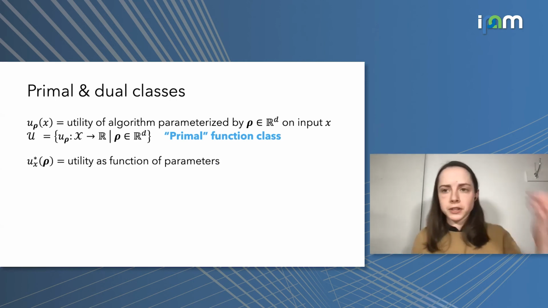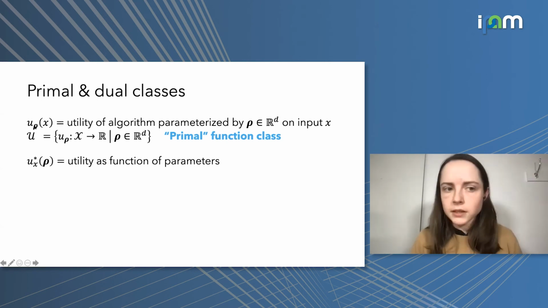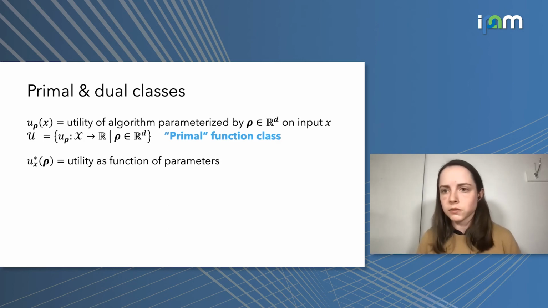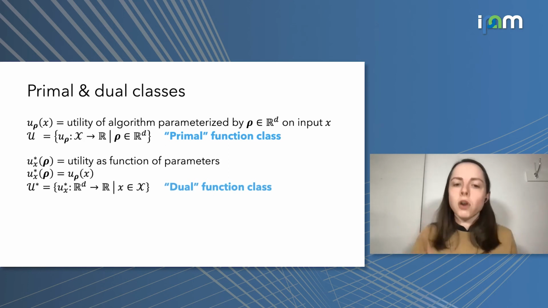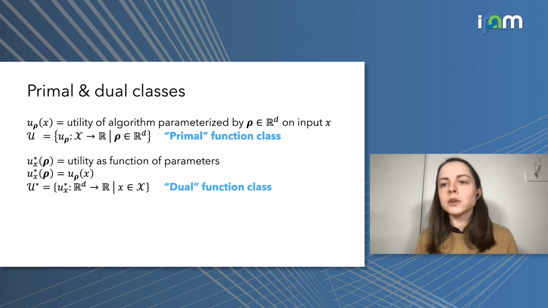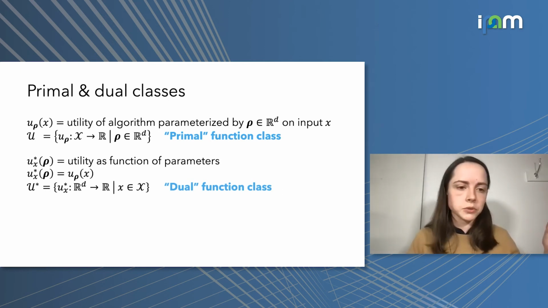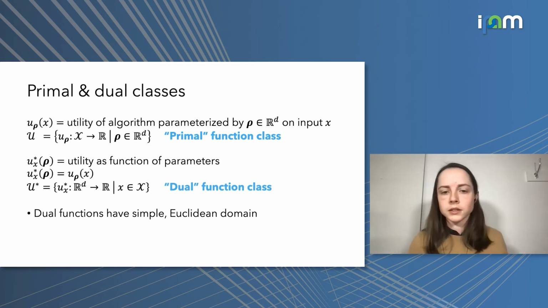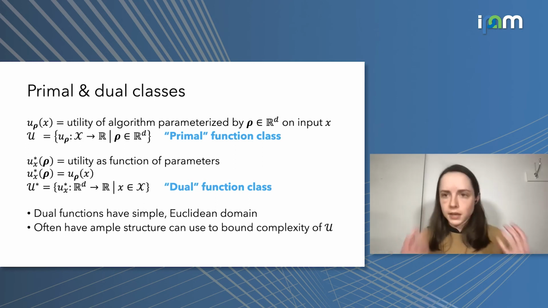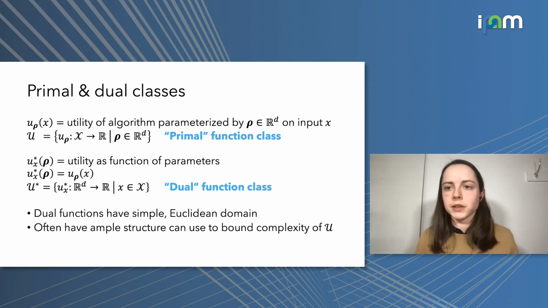This is where the notion of a dual function comes in handy. Instead of fixing the parameter rho and varying the input x, we could just as well fix the input x and vary the parameter rho. And we'd get utility as a function of these tunable parameters. As you would hope, u_x of rho equals u_rho of x. If I collect the set of all such functions u_x, I'll call it the dual function class, and I'll refer to it as u star. These dual functions are really nice because they have this simple Euclidean domain, R^d, and it turns out they have ample structure we can use to bound the intrinsic complexity of the class that we actually care about, the primal function class.